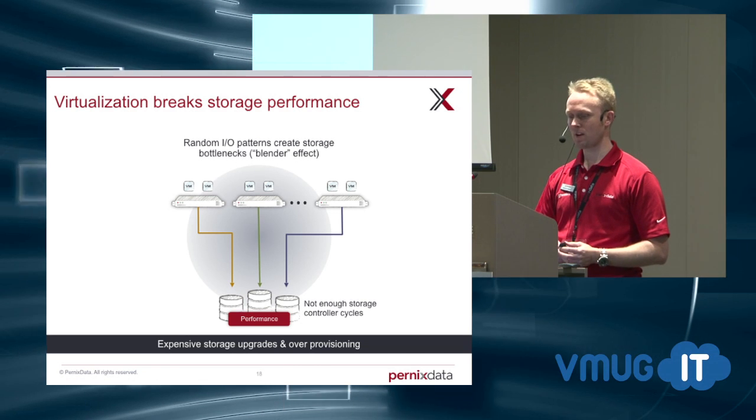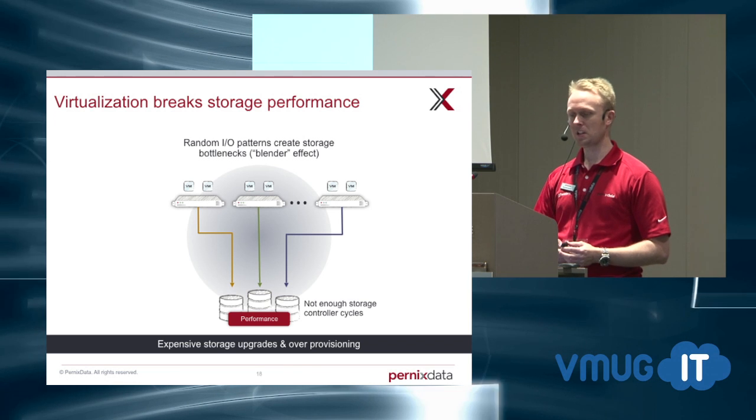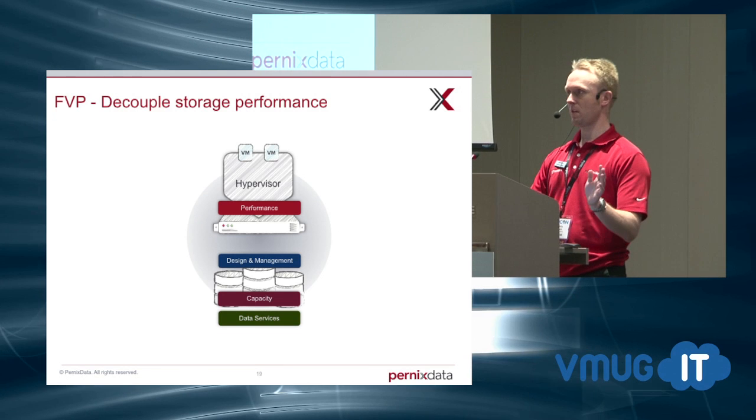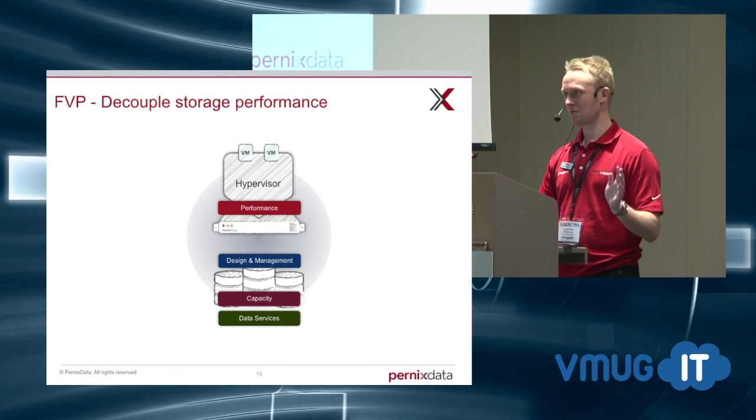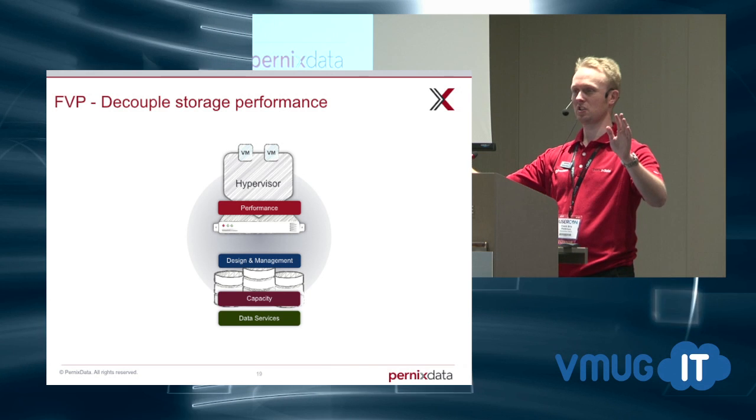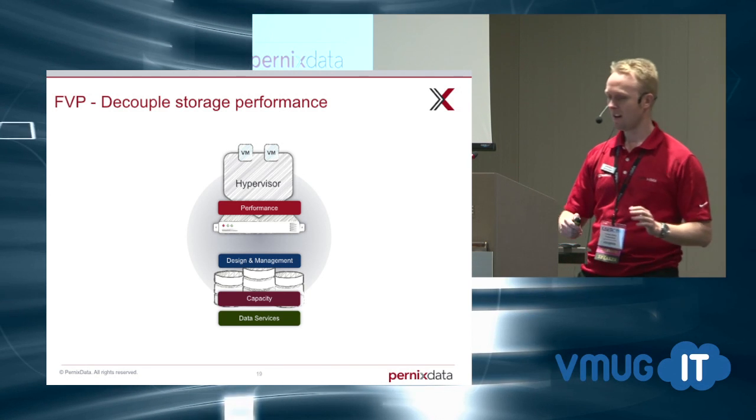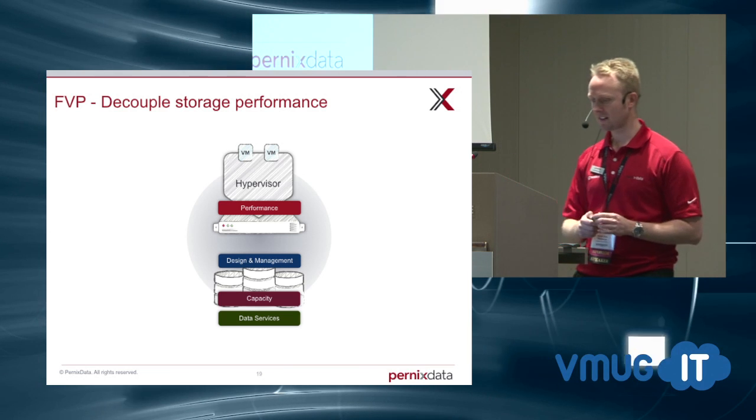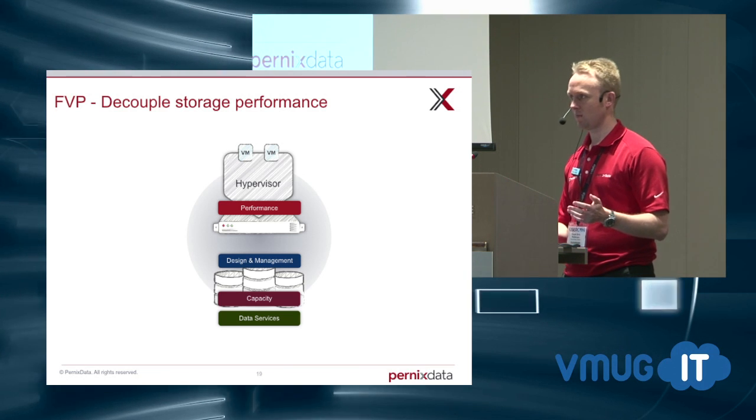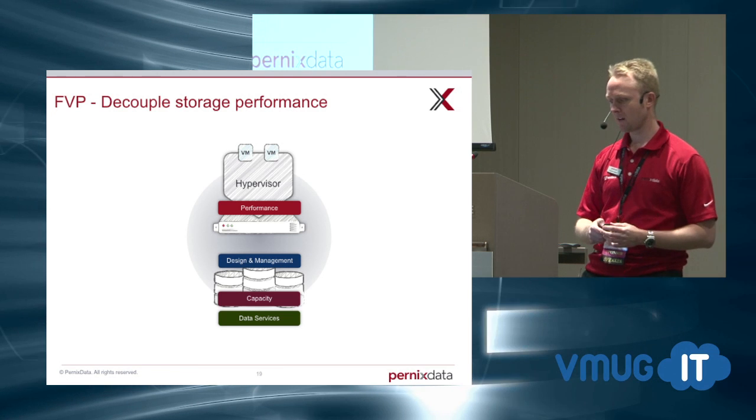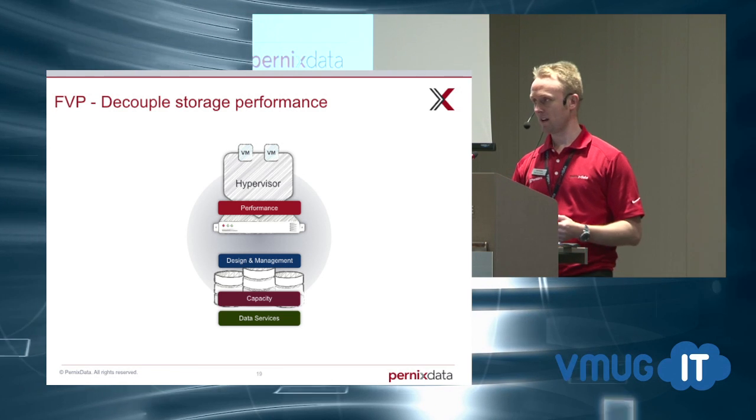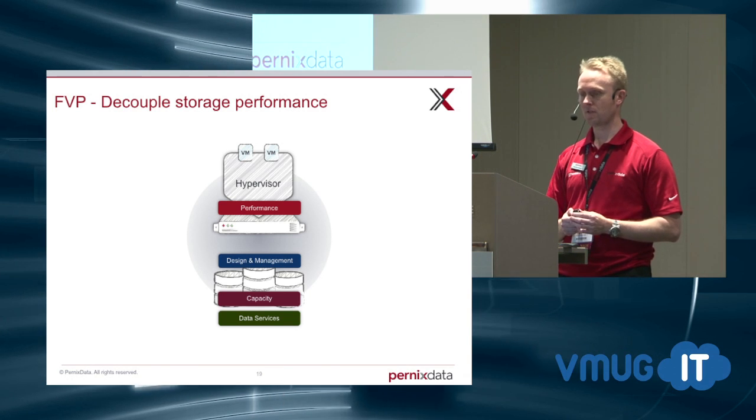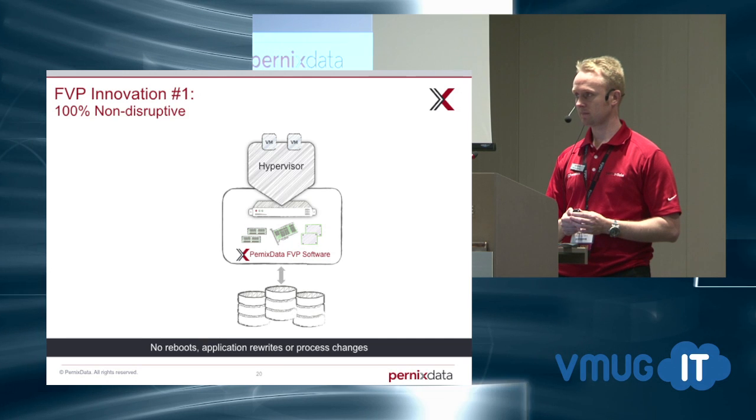But with the FVP software, what we do is we decouple the performance from the array. We don't remove the array. That's so important to remember. This is the I love SAN session. This is not the no SAN session, because we work in front of the array. We don't remove the array. So you still get your capacity. When you need more capacity, you get it from the array. When you need data services, you get them from your array. But now you can get the performance right very close to the VM to get the lowest possible latency.